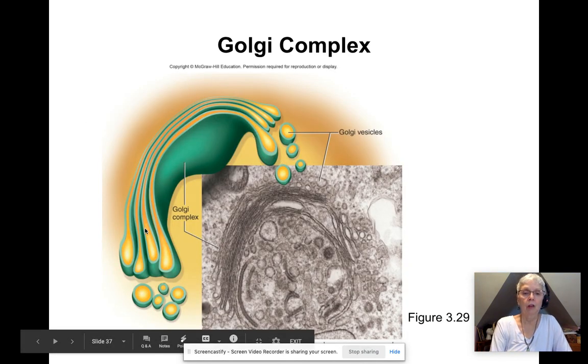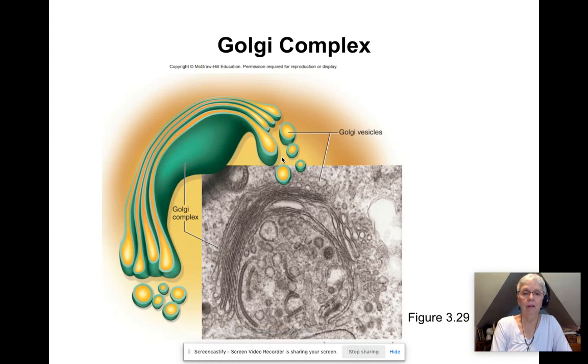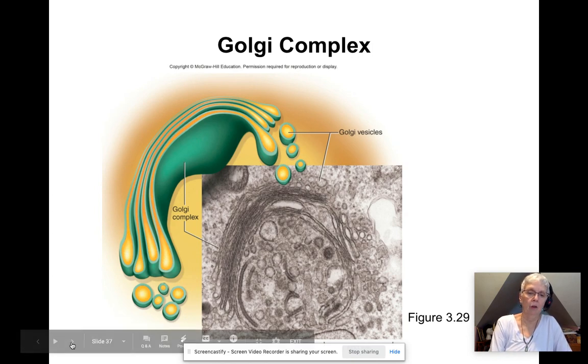So here's a Golgi complex. Here's their vesicles. Here's how you see it on a microscope slide.